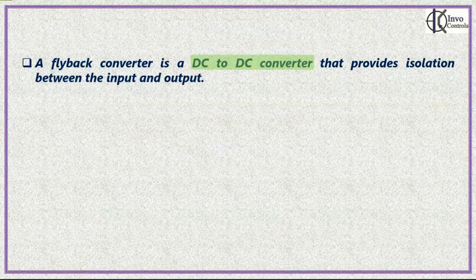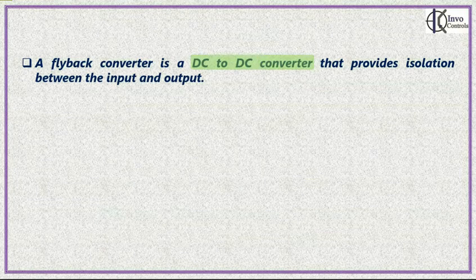If the level of output DC voltage is higher than the input DC voltage, it is referred to as a step-up DC to DC converter. On the other hand, if the output DC voltage is less than the input DC voltage, it is referred to as a step down DC to DC converter.